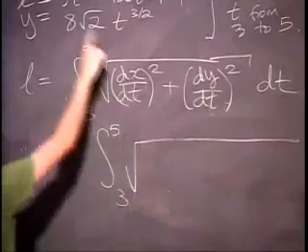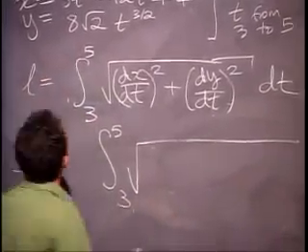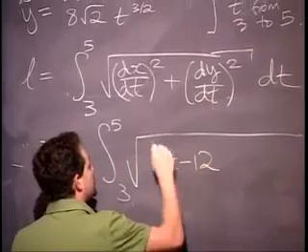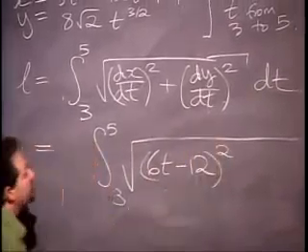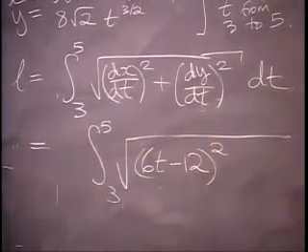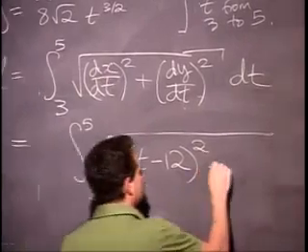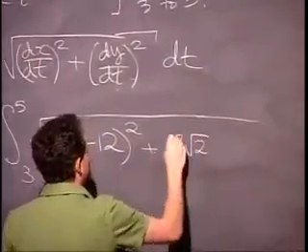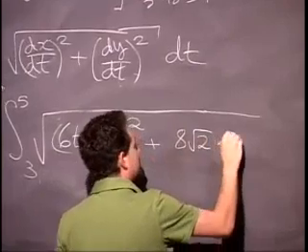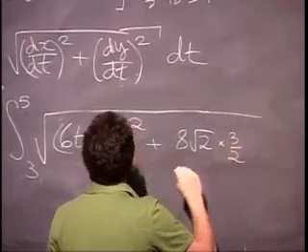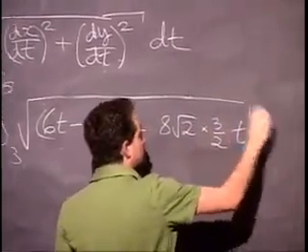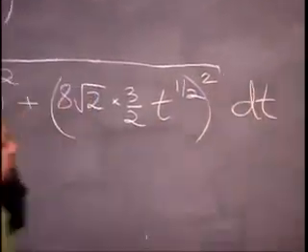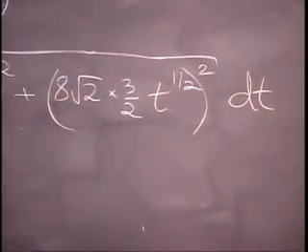We have to differentiate x, we get 6t minus 12. But we have to square that. How about dy dt? Well, you've got this constant 8 root 2, and then the 3 halves comes down, and you'll get t to the 1 half. You have to square that, the derivative all squared. So what is this?